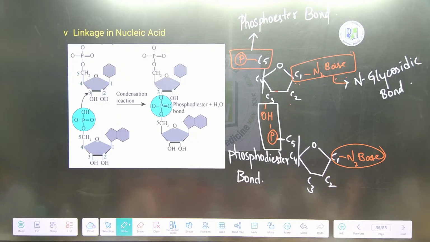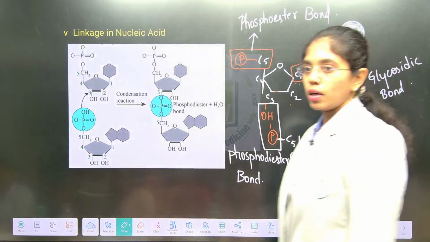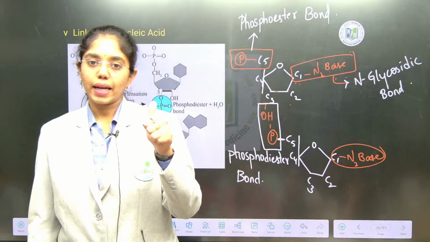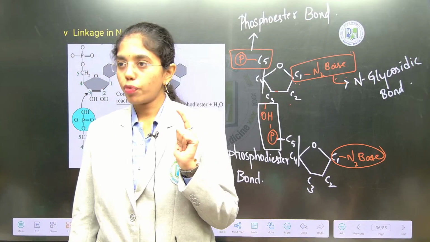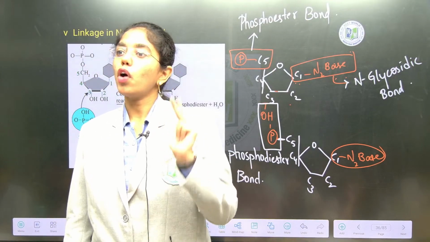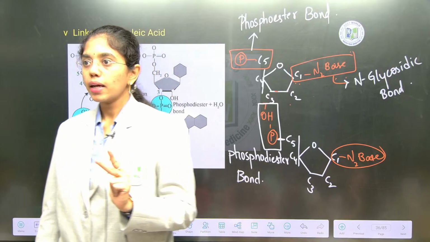So, to form a single chain of DNA or single chain of RNA, what are the bonds included? N-glycosidic bond, phosphoester bond, phosphodiester bond. Clear, right?